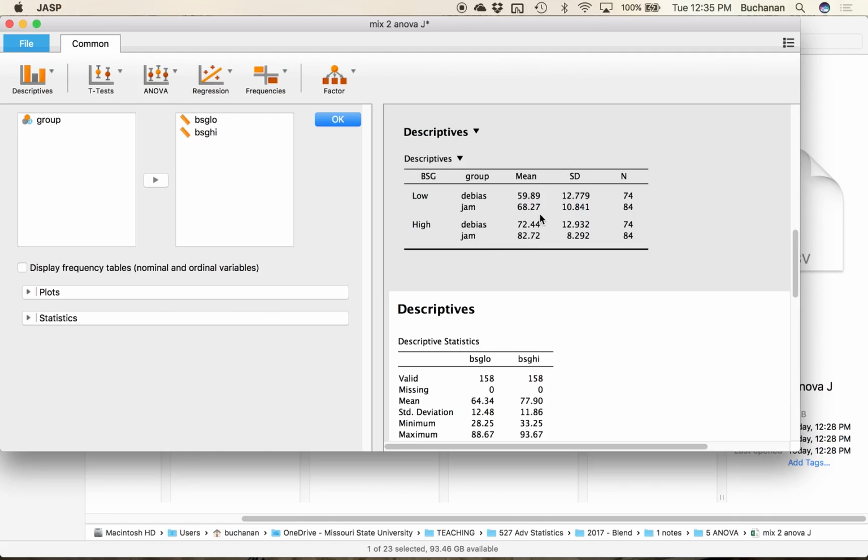For our jam group, we've got 68 and 82. It's about a 14-point difference, so add 7 to 68, 75 average. So the difference between those groups is that we're talking about a 66 to a 75. So our jam group is rating them higher than our debiased group, which is what we expected in the experiment.